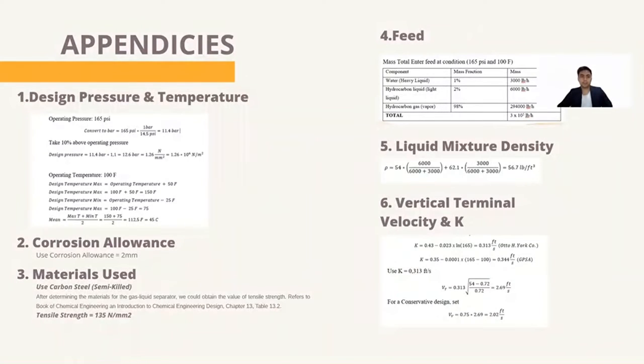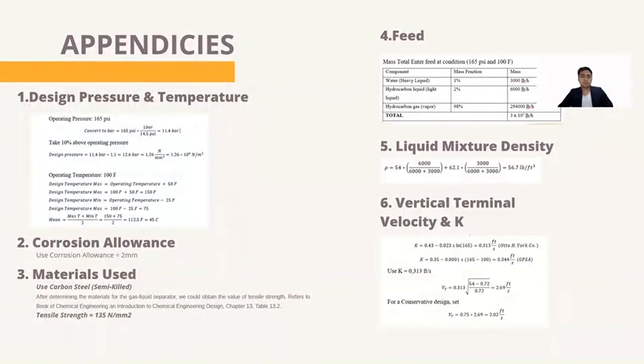First, we determine the design pressure and temperature. We set the operating pressure to 165 psi, and we take 10% above the operating pressure. We get 12.6 bar after we convert the pressure to bar. The operating temperature is 100 Fahrenheit. We determine the maximum, minimum, and minimum. Next, we use 2 millimeters for corrosion allowance.